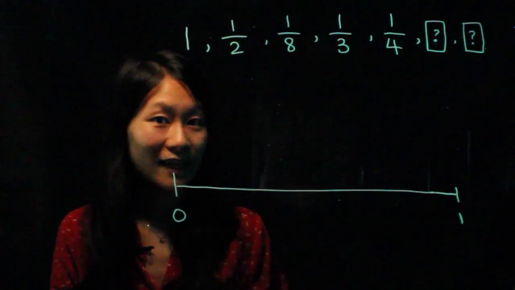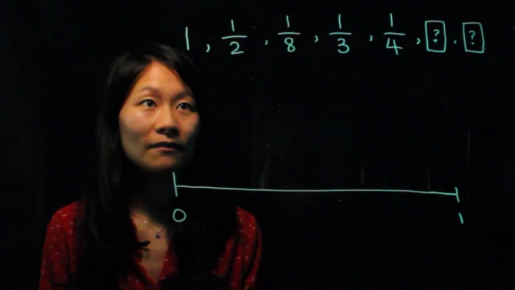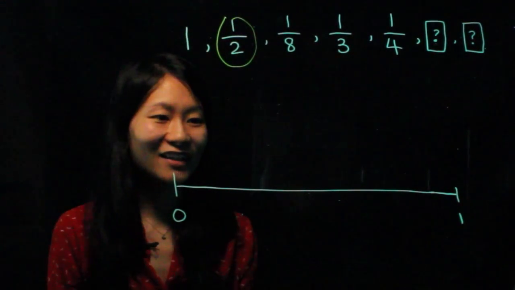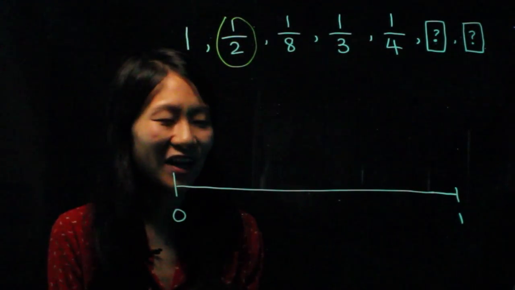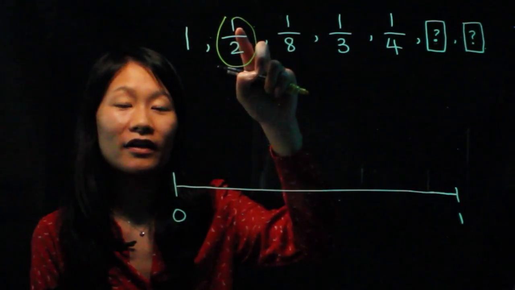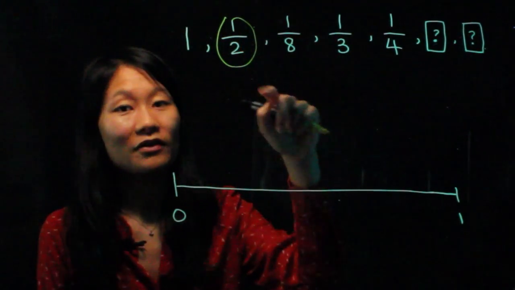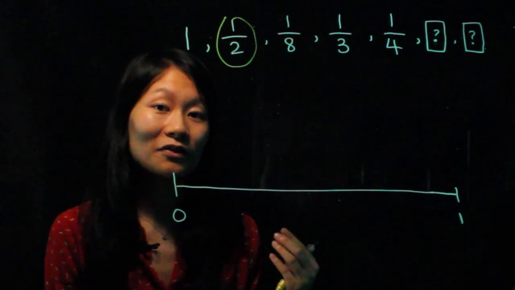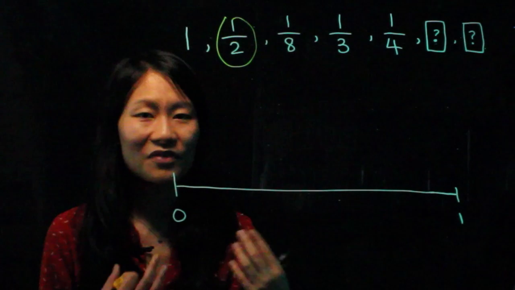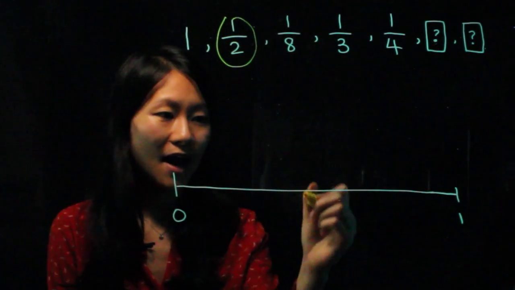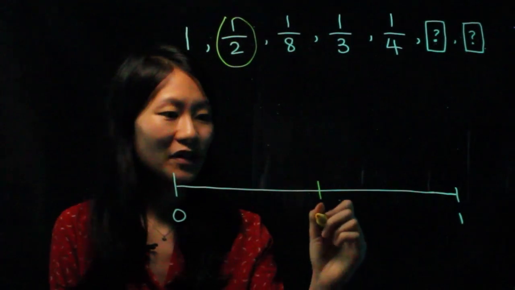Now let's try one together before I let you have a try. I'm going to try to put my 1/2 on the number line. I've worked this out before. I know that 1/2 means I am taking one part of the 2, so the whole is divided into 2 parts and I'm taking one of them. And I also know that 1/2 is the same as 50%. It's right in the middle. So I'm going to put my 1/2 right in the middle.